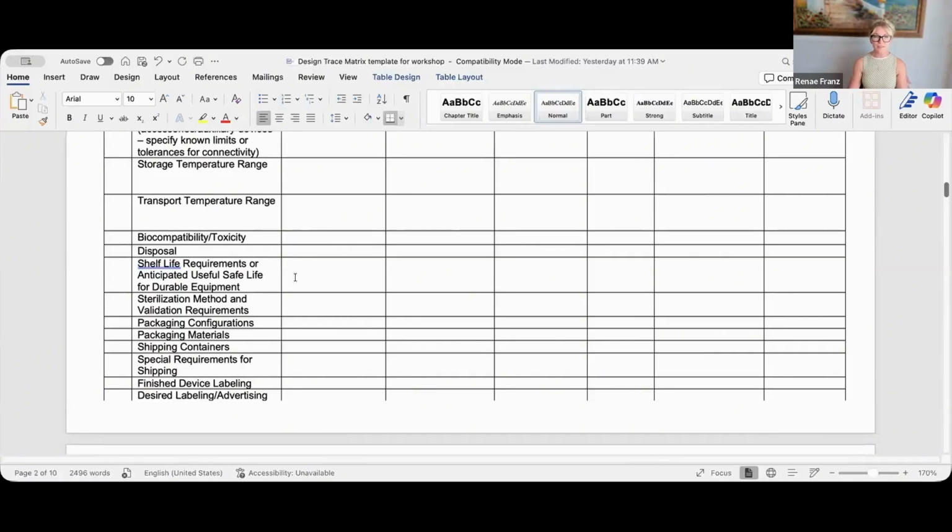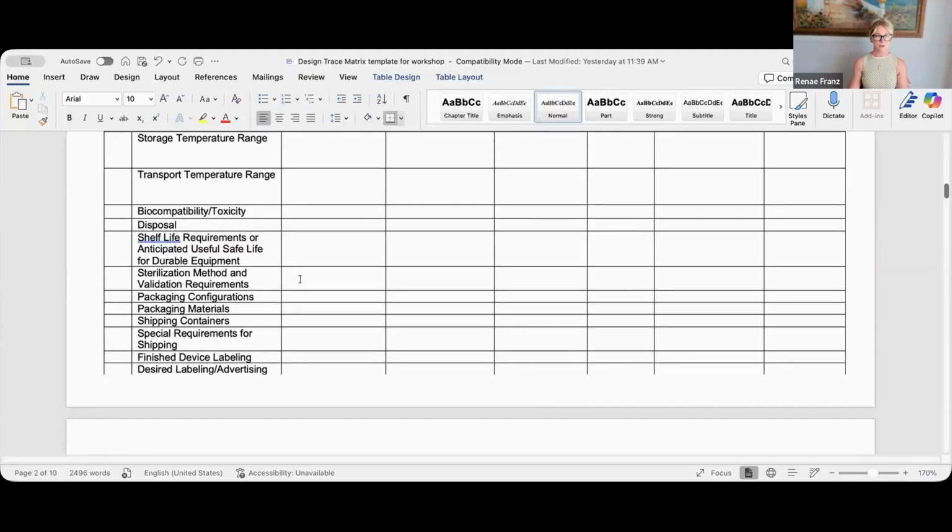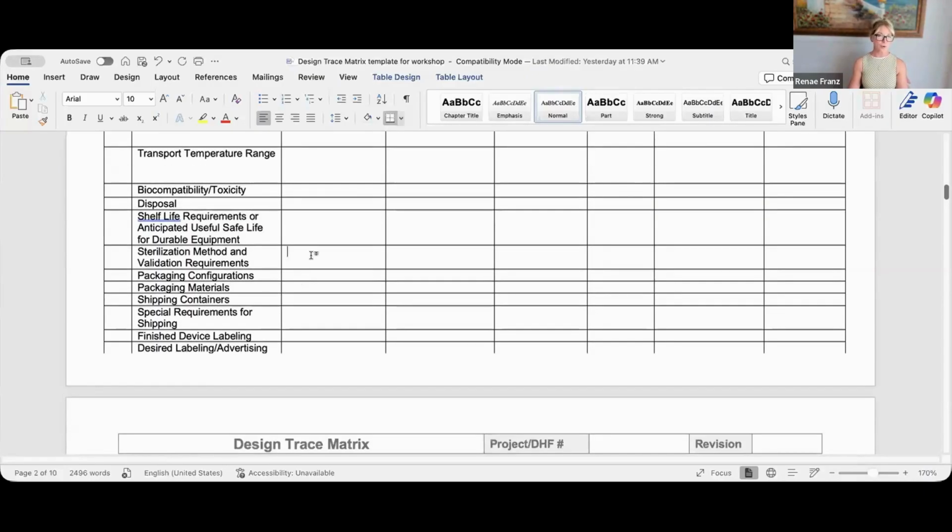Shelf life requirements and anticipated safe use. Sterilization, so important. I've had clients that have taken devices, they really wanted to do gamma sterilization because it was easier on the environment, but it's harder on the device. They went through gamma. Guess what? The product didn't work well. They had to go back through ethylene oxide sterilization. So you really need to hone that down if you can from the beginning.